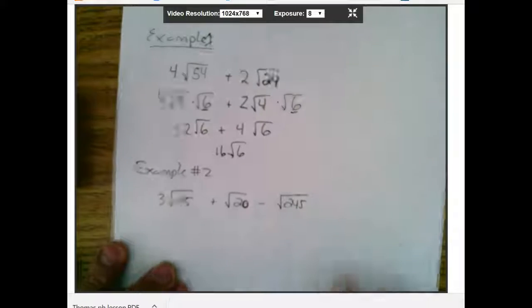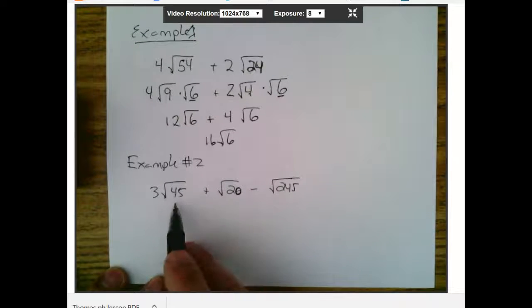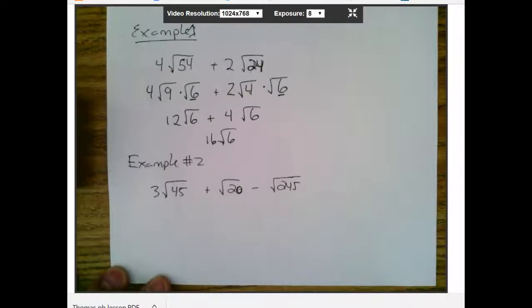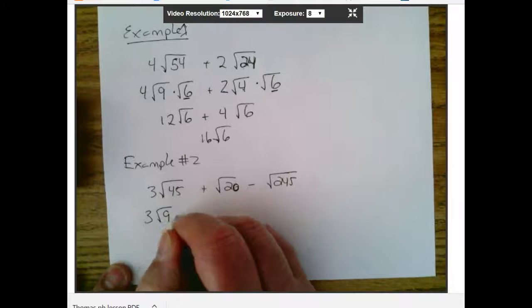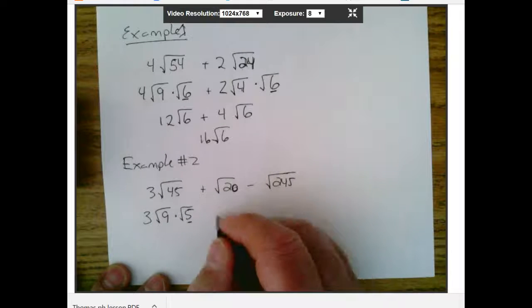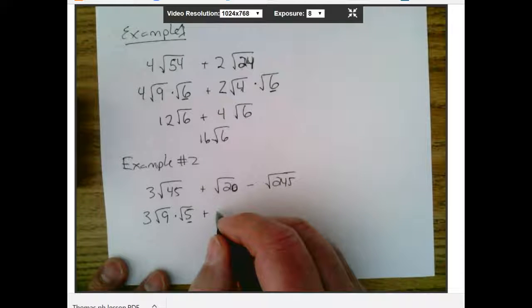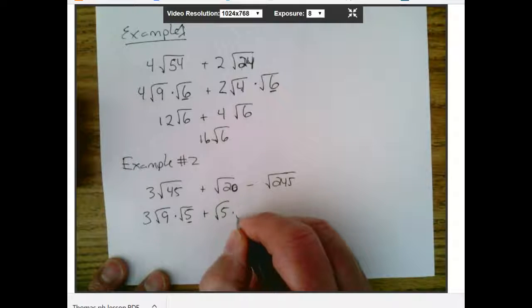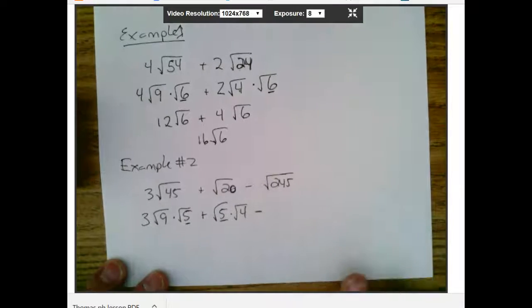We'll do one more of these. These are kind of tricky. So let's just do 3 square root of 45. So what do we got for this one? Looks like 9. 3 square root of 9 times square root of 5. So we're probably looking for this one in these. So 20 plus, this is going to be square root of 5 times square root of 4. Get that 5 again. And then this is probably going to end up being 5.